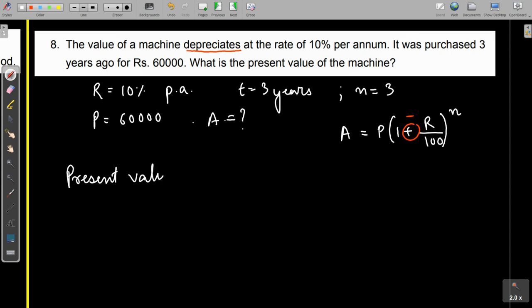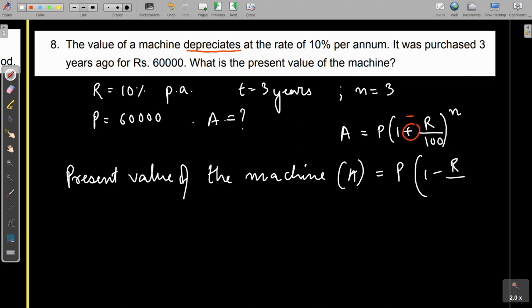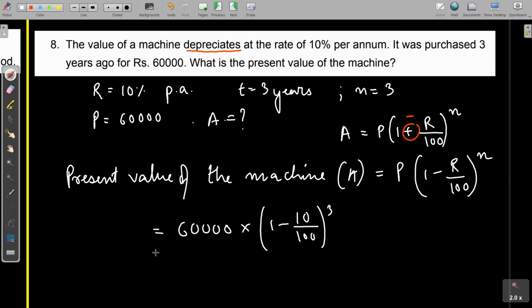Present value of the machine A can be calculated using the formula, this one. And we know the values of everything, so we are just going to put the values. 60,000 times 1 minus 10 by 100, cubed.